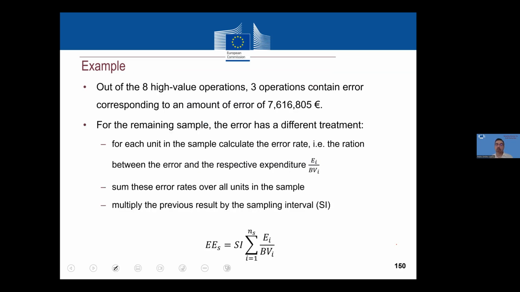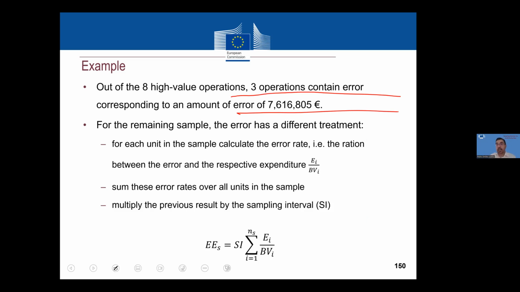Now, how to project the errors? For the 8 high-value operations, there is no projection. I just sum the errors that I find. By the way, I have found errors in 3 out of the 8 high-value items, and the total error was 7.6 million euros. It's done. There is no projection.